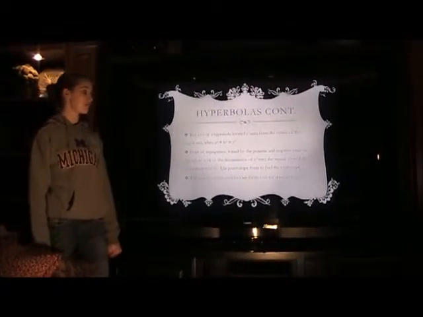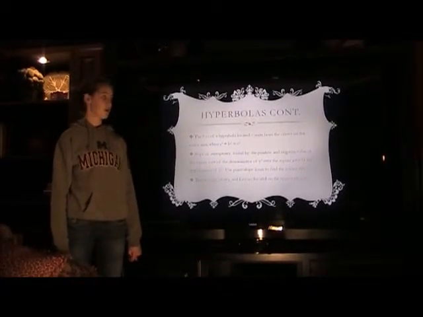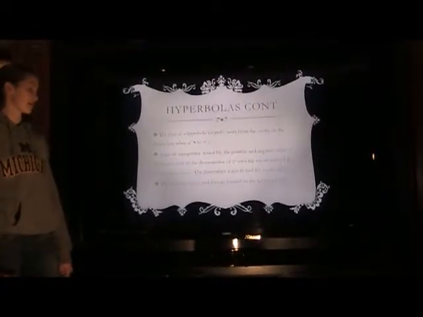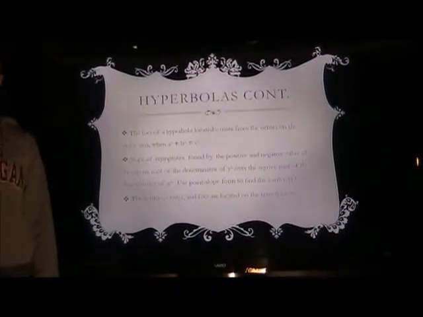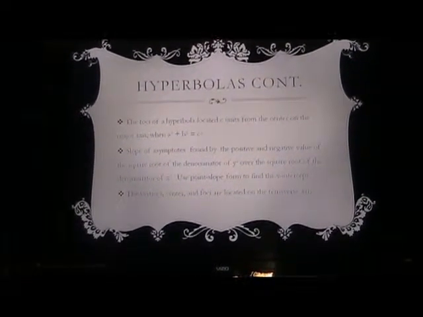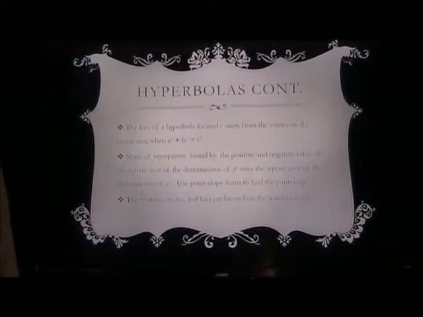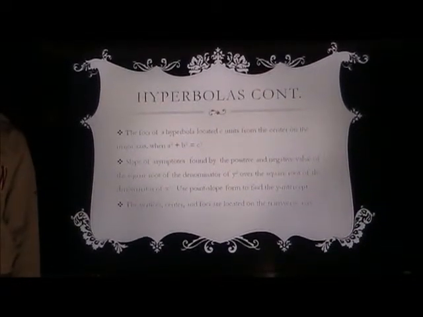The foci of a hyperbola are located c units from the center on the major axis, where a squared plus b squared equals c squared. The slope of asymptotes is found by the positive and negative value of the square root of the denominator of y over the square root of the denominator of x squared. Use point-slope form to find the y-intercept. The vertices, center, and foci are located on the transverse axis.